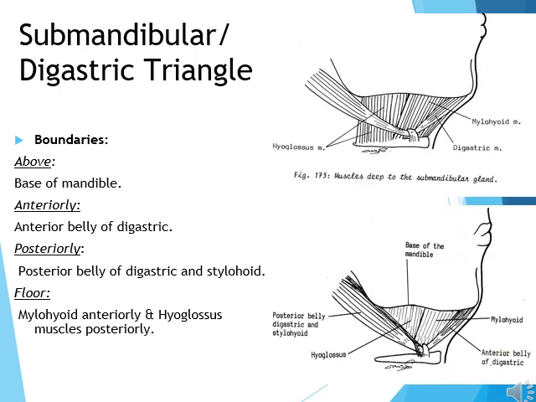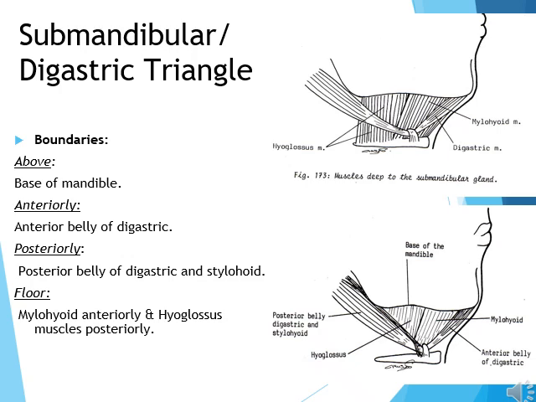Now examine the submandibular triangle, also known as the digastric triangle, a key anatomical zone beneath the mandible. This area is rich in surgical and diagnostic importance. So, the boundaries of this submandibular or digastric triangle: from above is the base of the mandible.